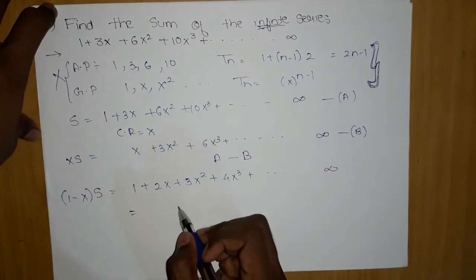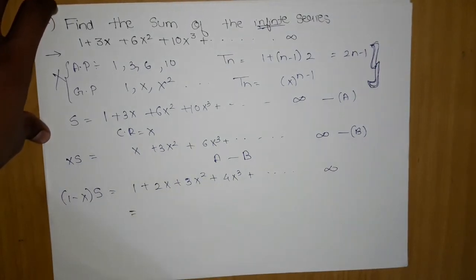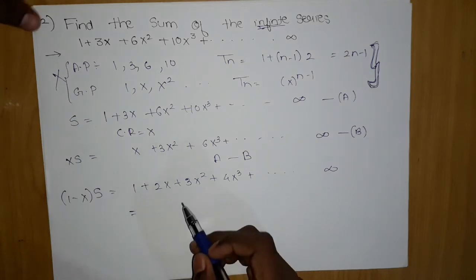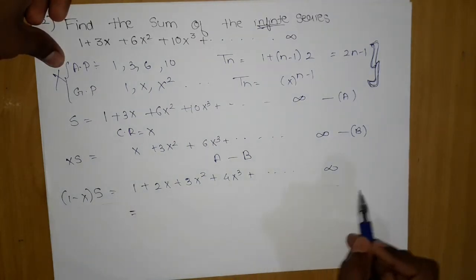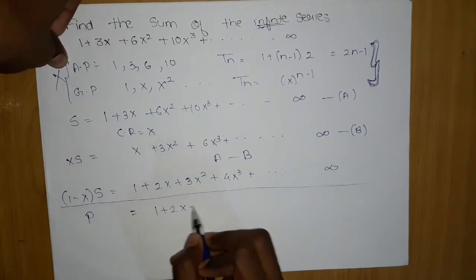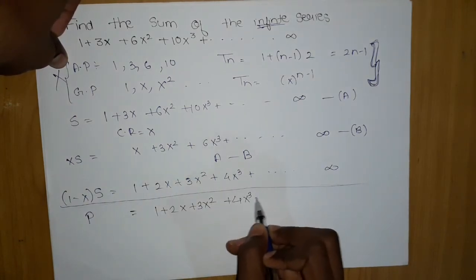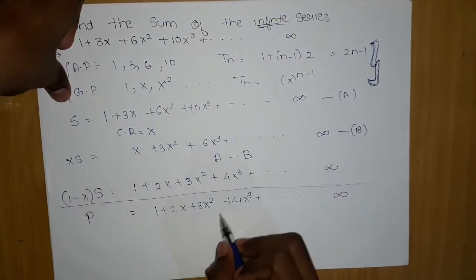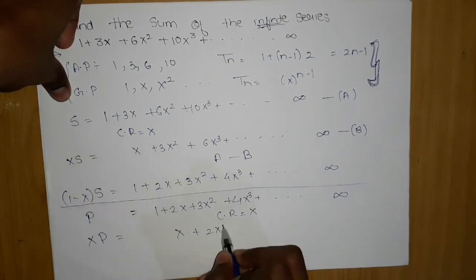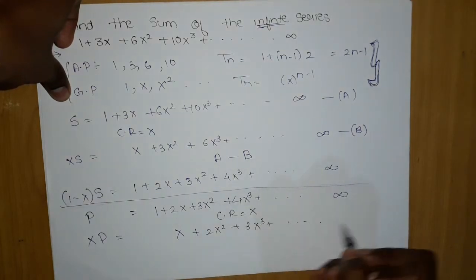What you can see here is that the common ratio is x. This is the sum of infinite terms. What can you do further? Think. Here you can see it is again forming a series. Let me call it some p. This is nothing but 1 plus 2x plus 3x square plus 4x cube until infinity. Now the common ratio is x, and multiplying x into p gives x, 2x square, 3x cube, till infinity.